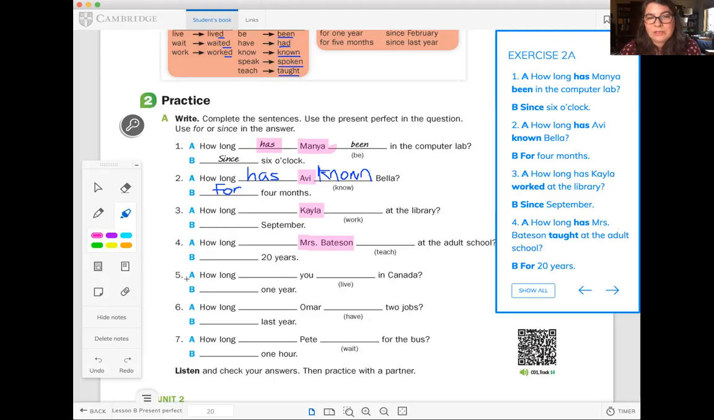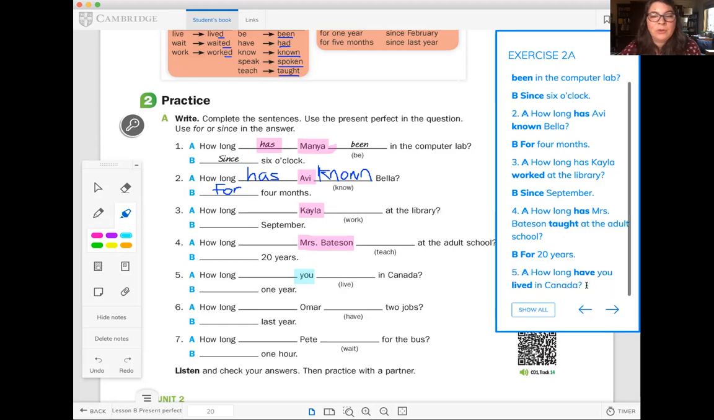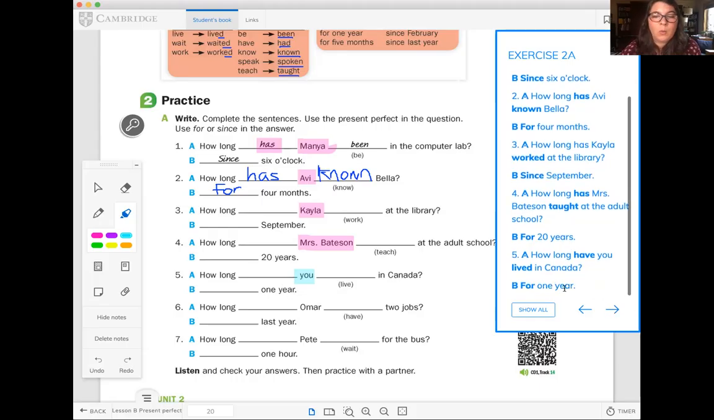Now I want you to give me number 5. Take a minute if you need to and look at number 5, 6, and 7, and then give me the answer for number 5. Okay, now this is a little bit tricky because here we have you, which is not he or she. So how long have you lived in Canada? 1 year is a period of time, so we say for 1 year. Okay, how about number 6?